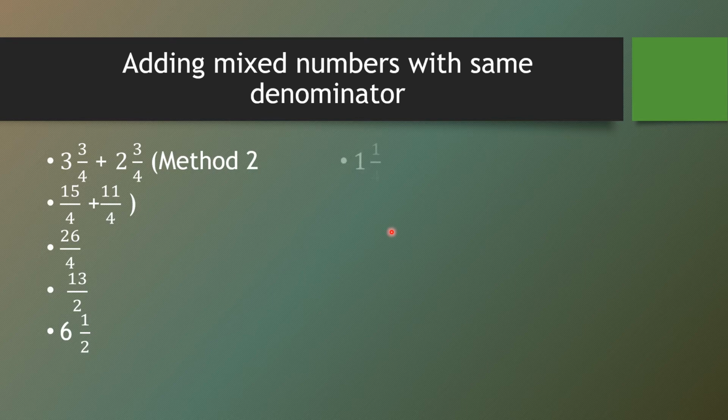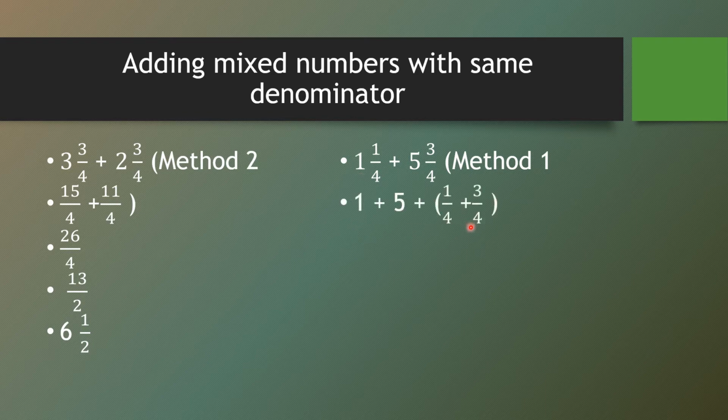Now take one more example. Here I am using method 1 so that both methods will be clear. 1 and 1 by 4 plus 5 and 3 by 4. There are two mixed numbers we have to add. At first we will add the whole number part 1 plus 5 and fraction part separately. 1 by 4 plus 3 by 4.